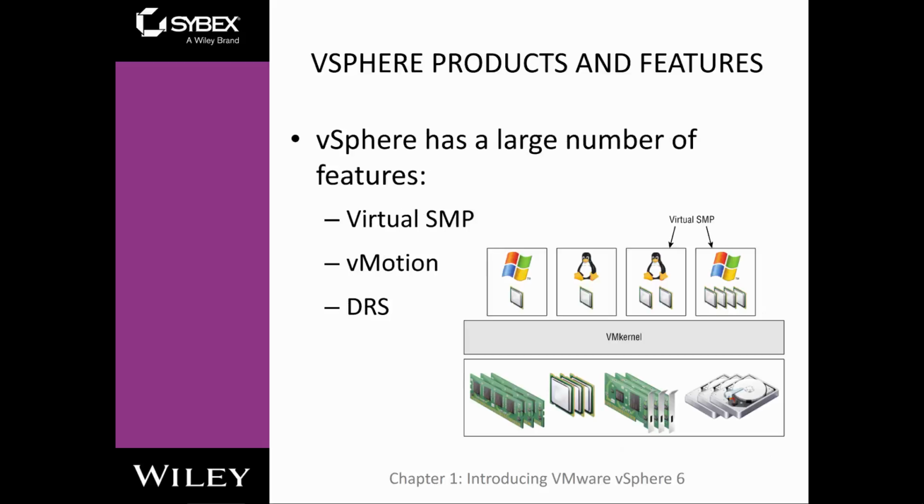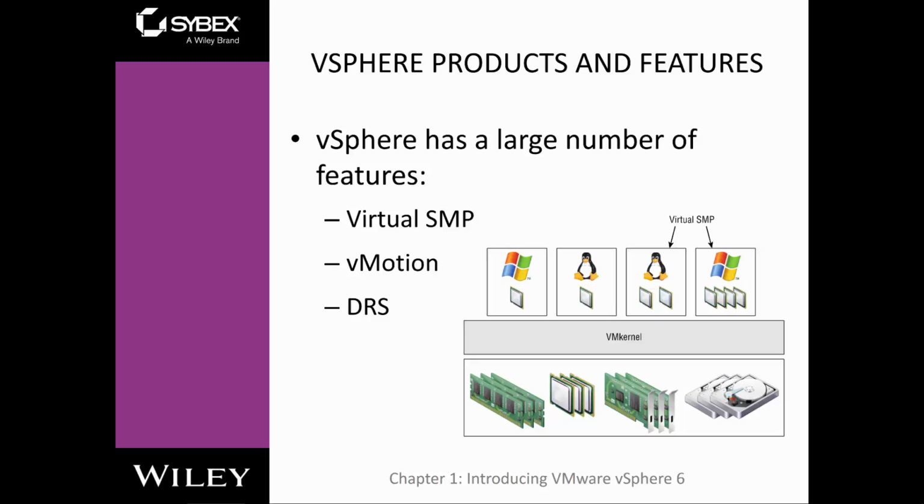So again, vSphere has a large number of features like virtual SMP, vMotion, and DRS. So vMotion actually is a way, if we have more than one physical server running ESXi, vMotion actually allows for live migration between hosts. Meaning if one physical machine is going down, we can actually use vMotion to bring up the VMs on a different machine without the end users noticing.